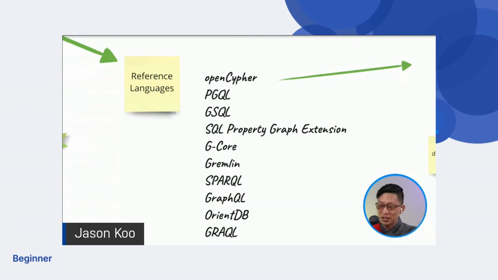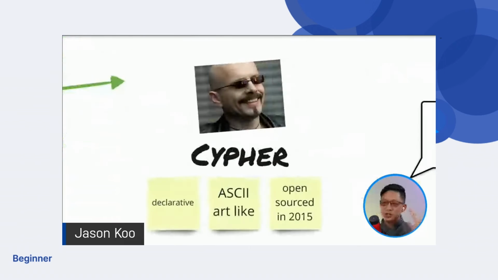But since we're at NODES and Neo4j helped develop openCypher, I'm just going to talk about Cypher. Cypher is a declarative language, and it is very ASCII art-like, which I'll show you in just a minute. And it's open source. It was open sourced, I think, shortly after it was originally created. 2015, I think, is the official open source date.